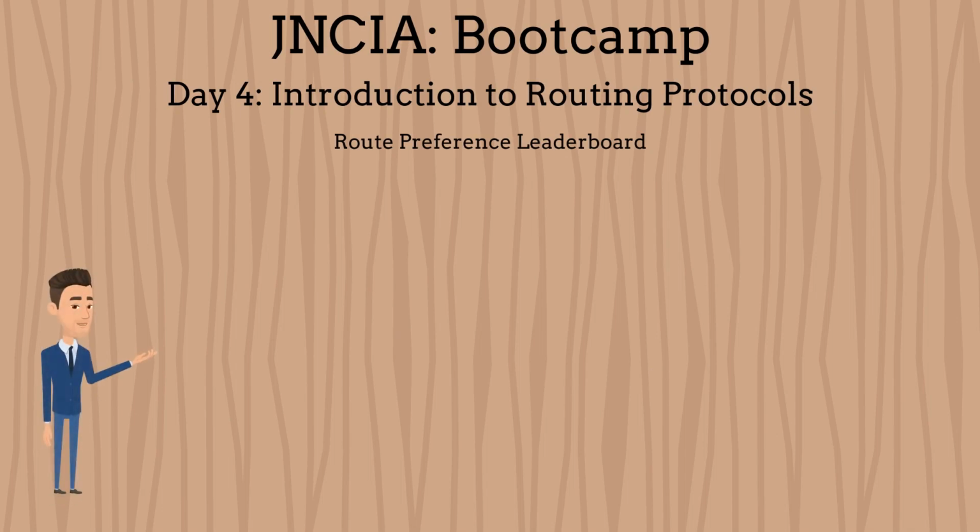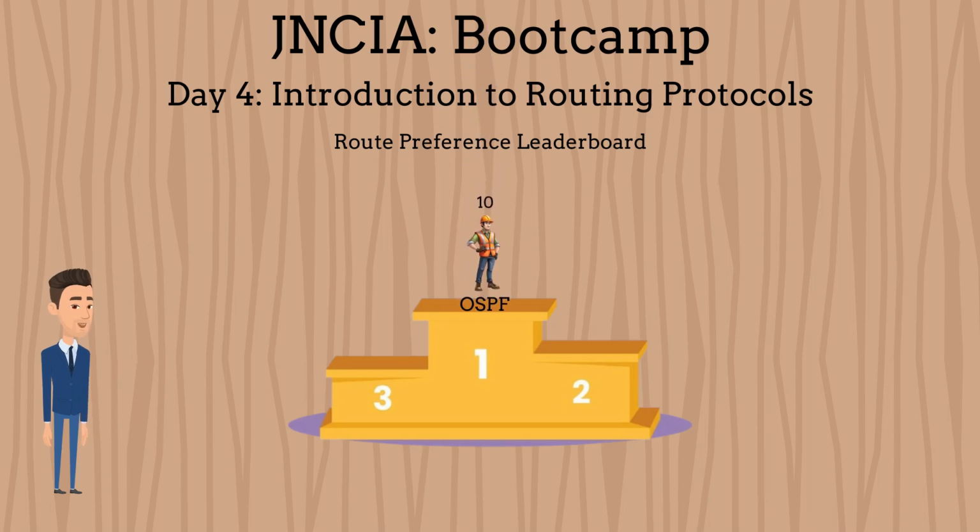Here we have the route preference leaderboard. Let's take a look. In first place, we have OSPF with a preference of 10. In second place, we have IS-IS with a preference of 15. In third place, we have RIP with a preference of 100. And bringing up the rear, we have none other than BGP with a preference of 170. That's 170. We must remember that in Junos, routing protocols are ranked by preference, and lower is better.